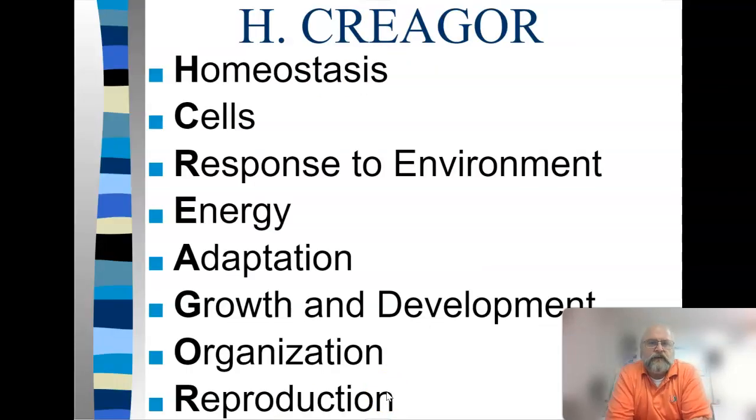This is an acronym, H-CREAGOR. And it stands for homeostasis is the H, C is for cells, and we can read the rest of the list here: response to environment, energy, adaptation, growth and development, organization, and reproduction. And again, this is a list of characteristics that all living things display. And some are very obvious that we can see, and some we need to have some special tools to be able to see that. But these are characteristics for all living things. And again, similar to the lists that you looked at last class. So we'll go through each of these and explain what they mean.